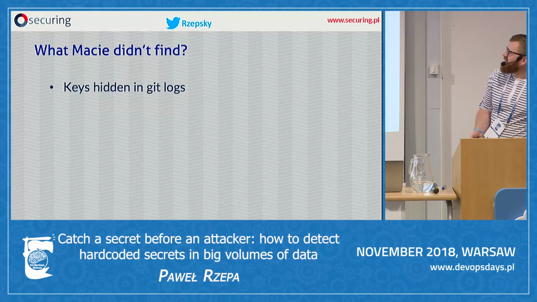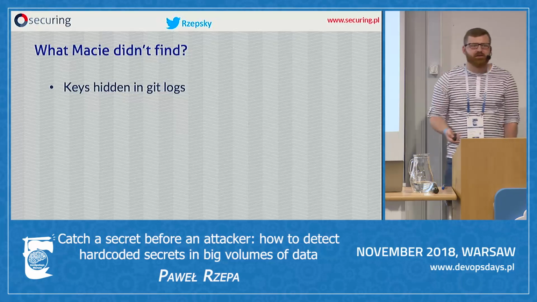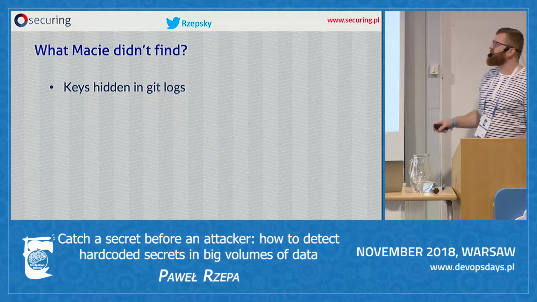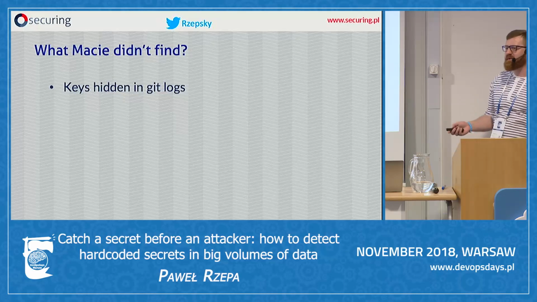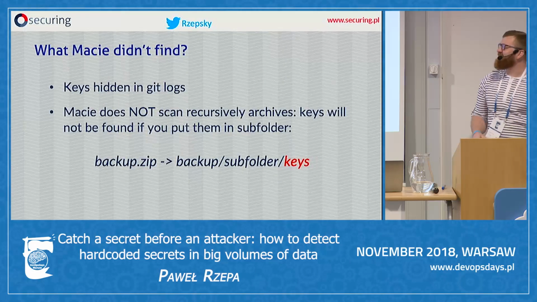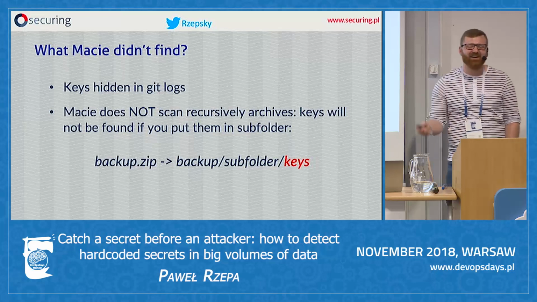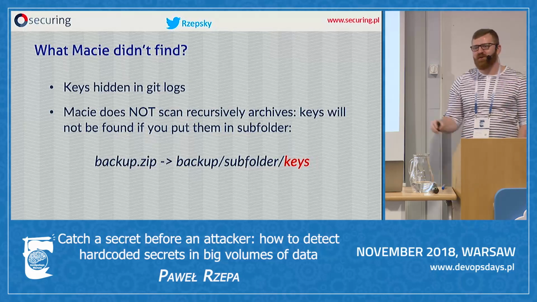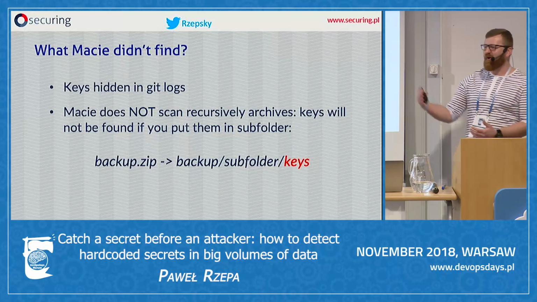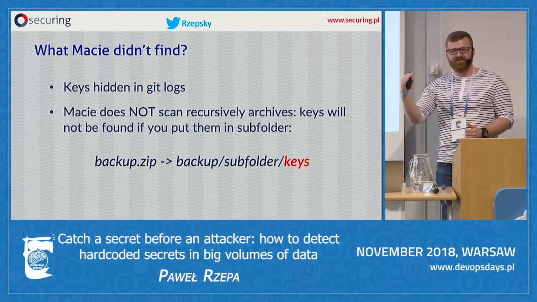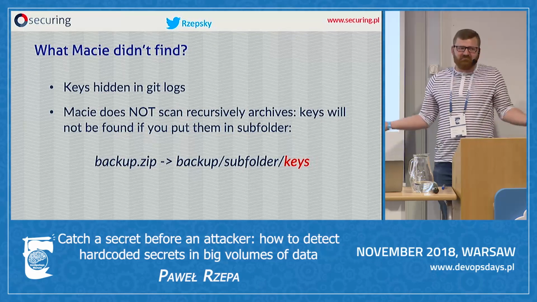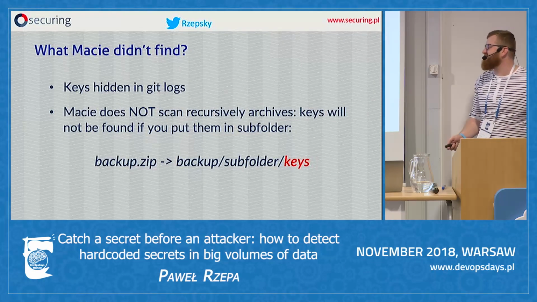What else? Keys hidden in Git logs. If I put the .git repository in the bucket, then forget about it, because Macie will not find anything there. And what was even more scary, it doesn't scan recursively. It is able to unpack the archive, but it is only verifying the first line of the file. And if the keys are hidden in a subfolder, it doesn't work for Macie.